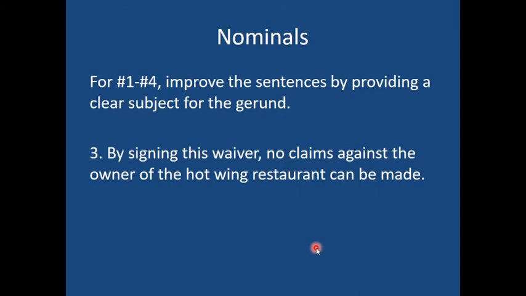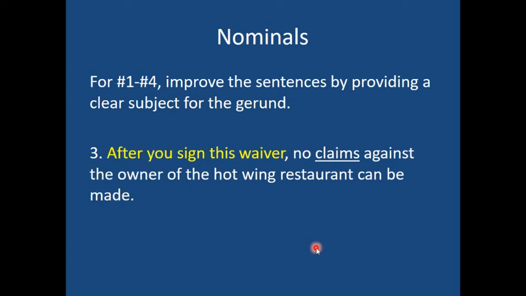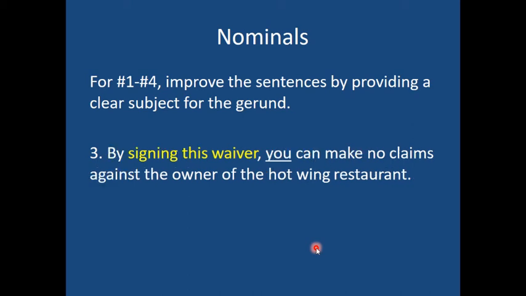Number three, by signing this waiver, no claims against the owner of the hot wing restaurant can be made. Well, here's your gerund, signing this waiver, but the subject is claims. And the claims can be made, but the claims can't sign the waiver. So I could get rid of the gerund and say, after you sign this waiver, no claims against the owner can be made. Or if I wanted to leave the gerund, I could have said, by signing this waiver, you can make no claims against the owner of the hot wing restaurant.